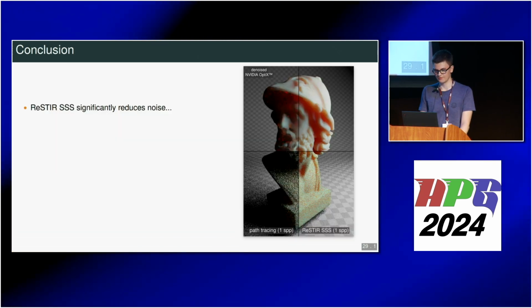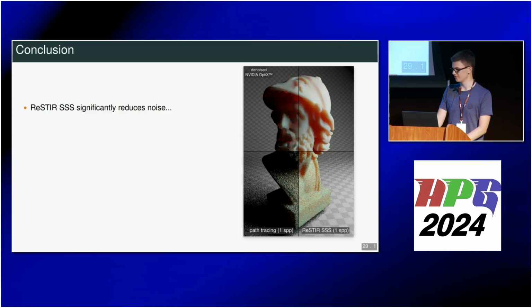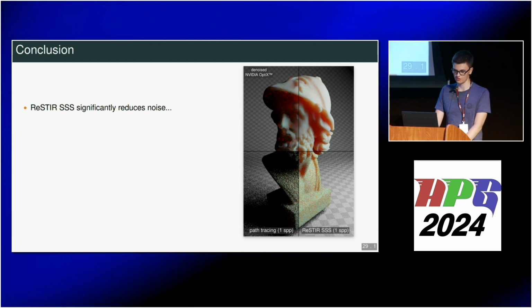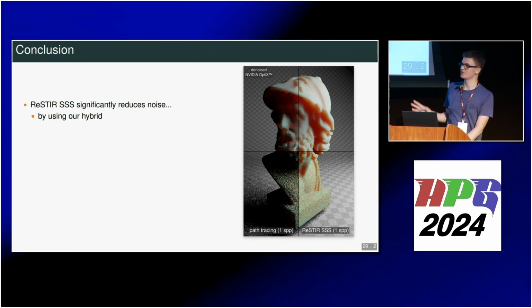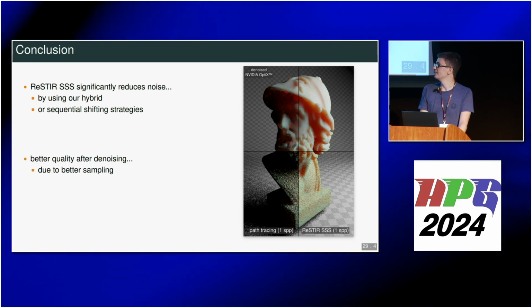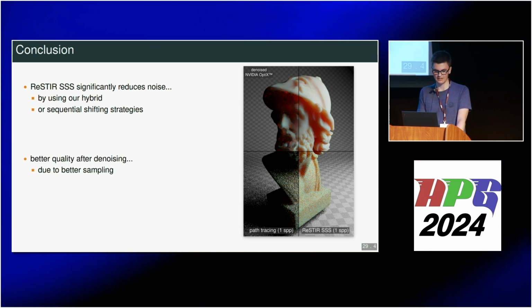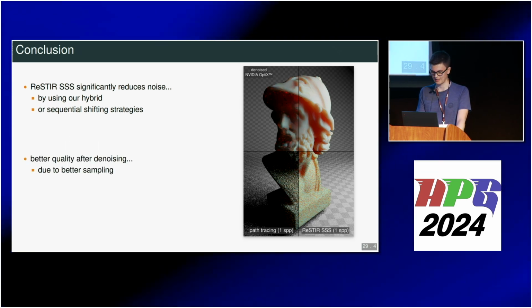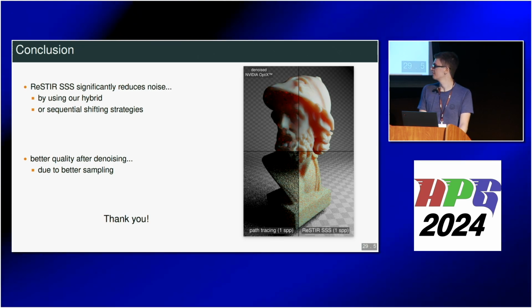Okay, in conclusion, our technique, ReSTIR subsurface scattering, significantly reduces noise by using our introduced hybrid or sequential shifting strategies, and achieves this better quality after denoising due to better sampling. With that said, thank you for your attention.